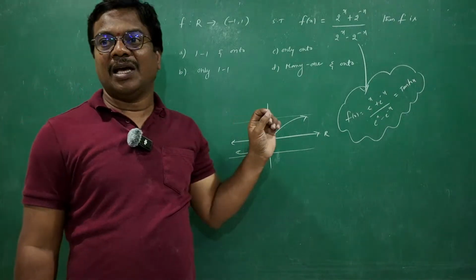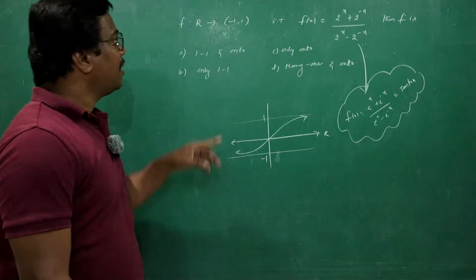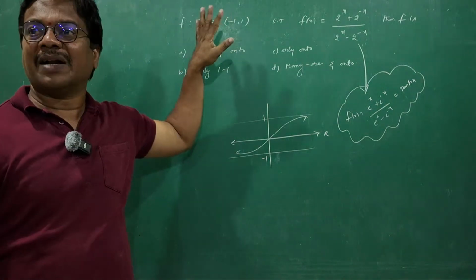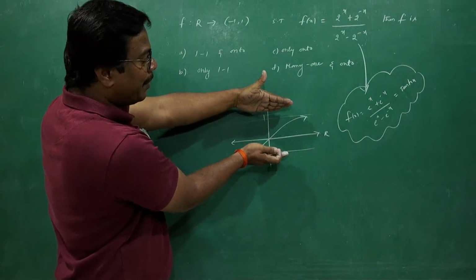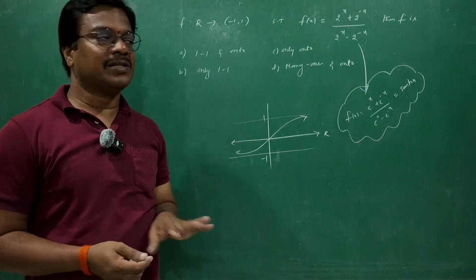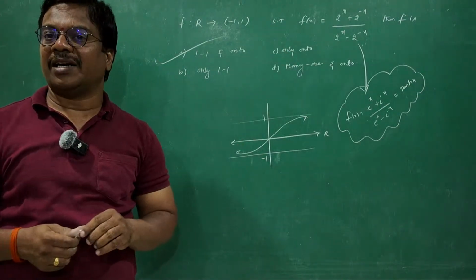You know that a function is onto if and only if codomain is equal to range. What is the codomain in the question? Open interval minus 1 to 1. And here the graph's range is also in the open interval minus 1 to 1, they are equal, so it is 1-1 as well as onto. So option A is the right answer.